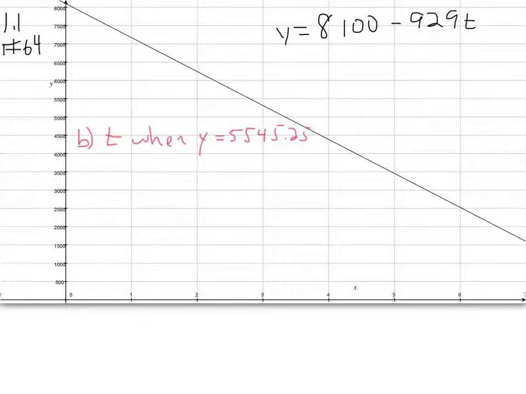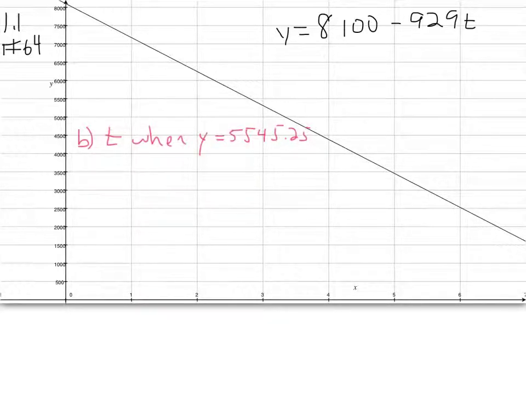Section 1.1, number 64. We're given a story of a personal watercraft we bought for $8,100, and it depreciates at $929 a year for the first 6 years. Now it says that we should graph this in the appropriate frame.